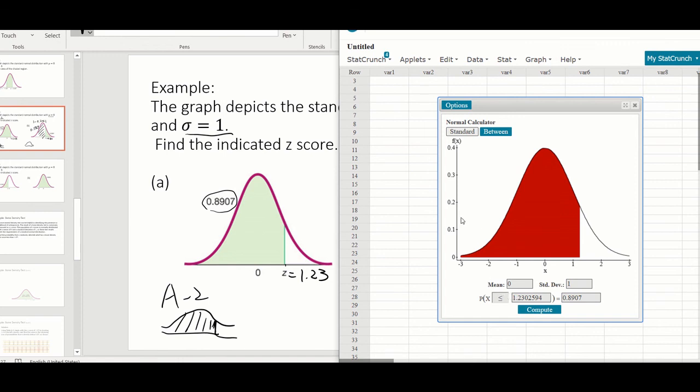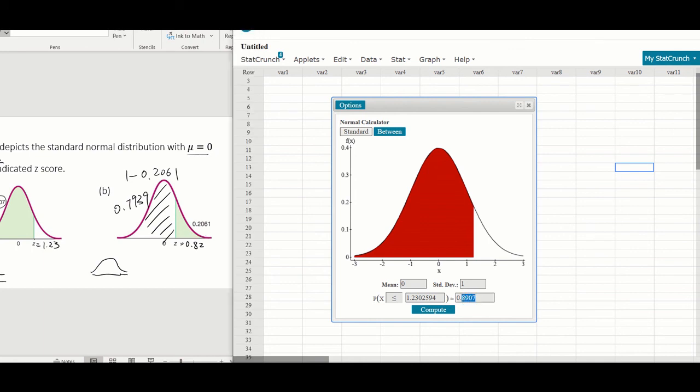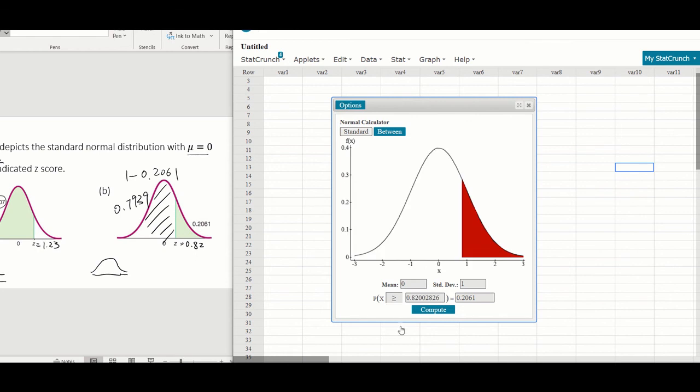Okay, next, let's look at problem B. What we're given is the area of 0.2061. So I will put 0.2061, and the area is to the right of the z-score, so greater than. So what you get is 0.82.